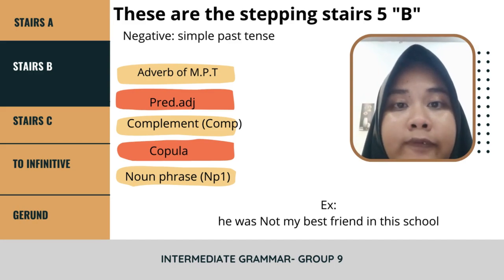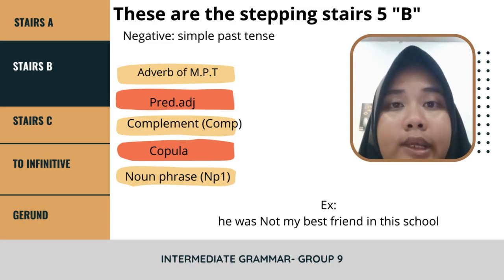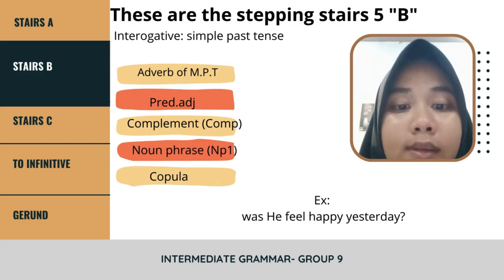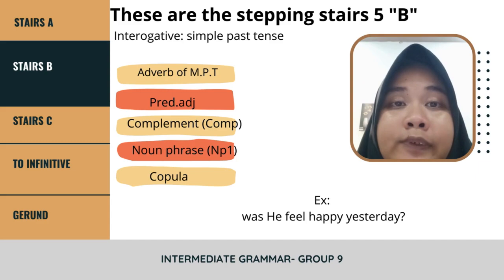Next is the stepping 5 stairs B, a simple past tense with the negative sentence. For the example is he was not my best friend in this school. He as a noun phrase or NP1, was not as a copula, my best friend as a complement, in this school as an adverb of MPT, manner, place, and time.